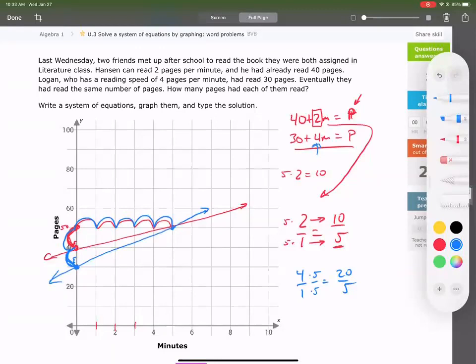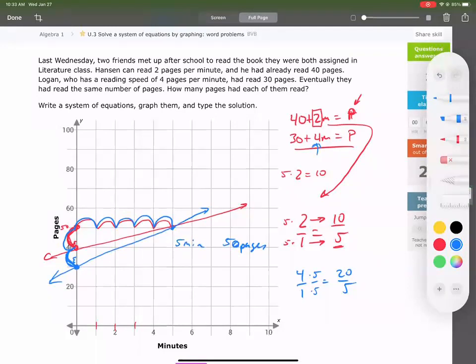This is one reason why I don't think graphing is always the best technique for solving a system of equations. It is visually appealing and we can see where they meet. So at 5 minutes, both students would have read 50 pages. Oh, darn it. 50 pages. Okay, so both kids after 5 minutes would have read 50 pages total.